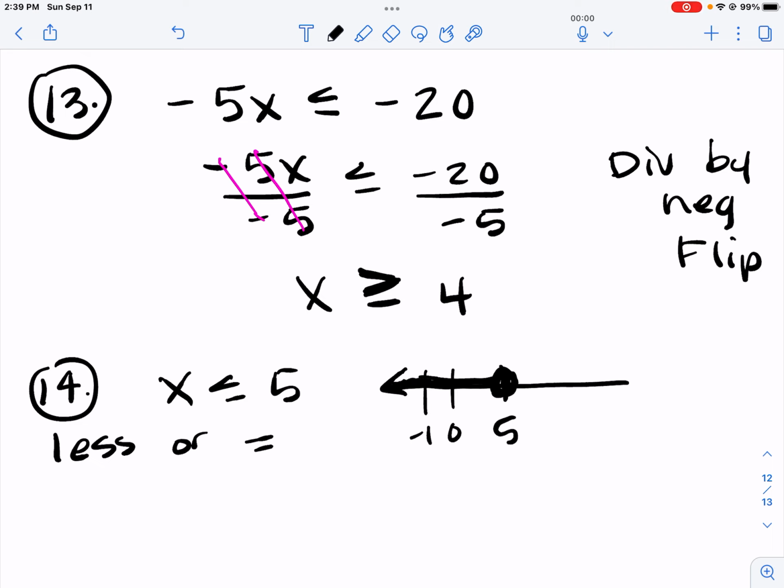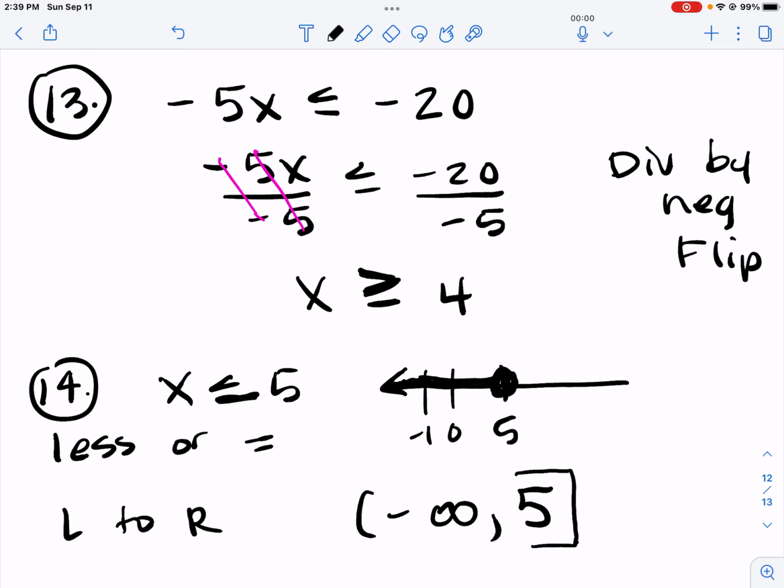Okay, you always read left to right. So what is on the left of what we shade is negative infinity, and that means the left keeps going. Now it stops at 5. The or equal to tells us to include with the bracket. The bracket is because of the or equal to. And that is the review for this test.